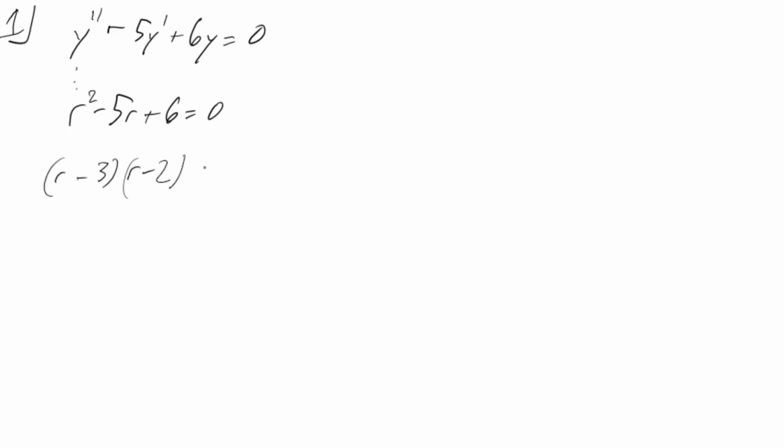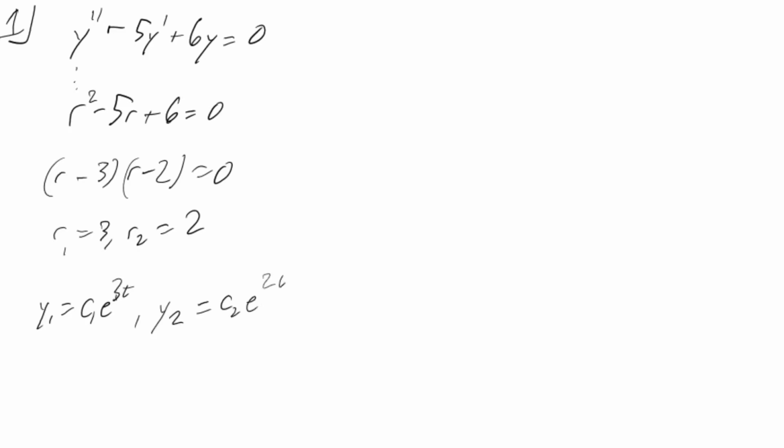So in this first case, y'' - 5y' + 6y = 0. The characteristic polynomial is just r^2 - 5r + 6 = 0, which we could easily factor and get our two roots, 3 and 2. When the discriminant is positive, we get two distinct real roots, and so we get two solutions: y1 = c1 e^(3t) and y2 = c2 e^(2t).